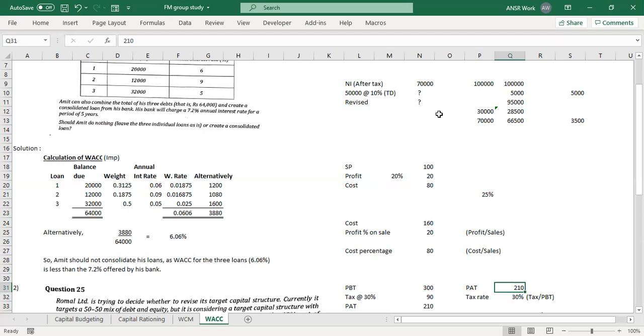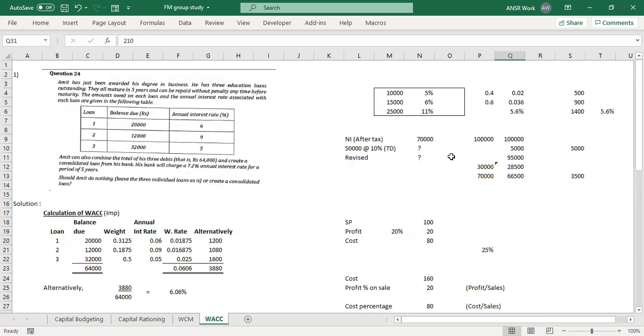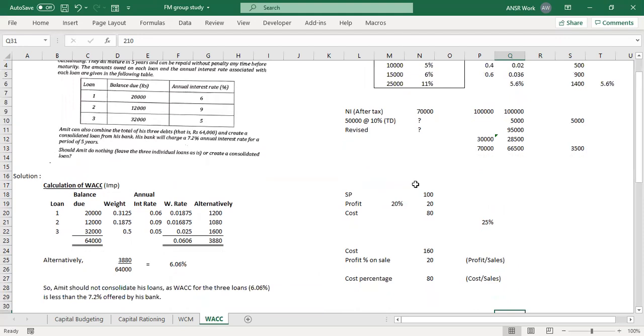Josie, is it clear? Yeah, Dheeraj, I kind of understood. But what is X? X, yeah. What she did was she took PBT as X. So when you take PBT as X, your tax will be how much? 30% X. Am I right? Yes, Dheeraj. PAT is 70% X, right? So PAT is given as 70,000. So she equated that and calculated the value of X. Do you get it?